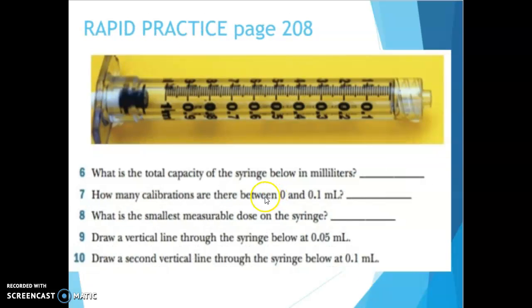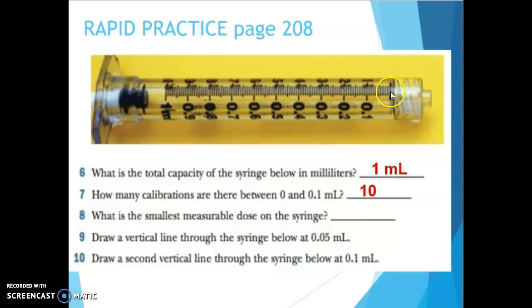Our 1 mil syringe. What is the total capacity of the syringe above? So that one is a 1 milliliter. How many calibrations are there between 0 and 0.1? Oh, okay. 0 and 0.1. If you count all those teeny tiny little things, there's 10 of them. Okay. What is the smallest measurable dose on the syringe?